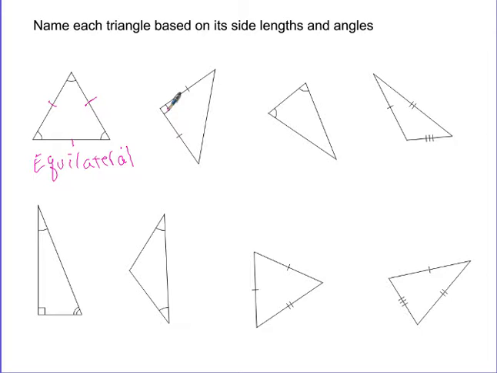Okay, what about this next triangle? What does this little square here mean for us? It's a right triangle, and so it is right. And then what do these two little lines tell us? That it's isosceles. So it is a right isosceles triangle.